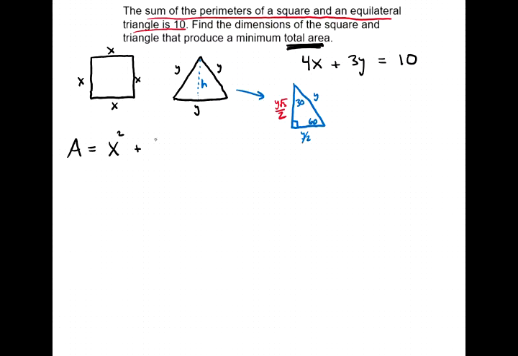So 1/2 times the base times the height, y root 3 over 2. Now let's clean this up a little bit. And so we have area is equal to x squared plus y squared times the square root of 3 over 4. So that's what we get here. This is our primary equation.